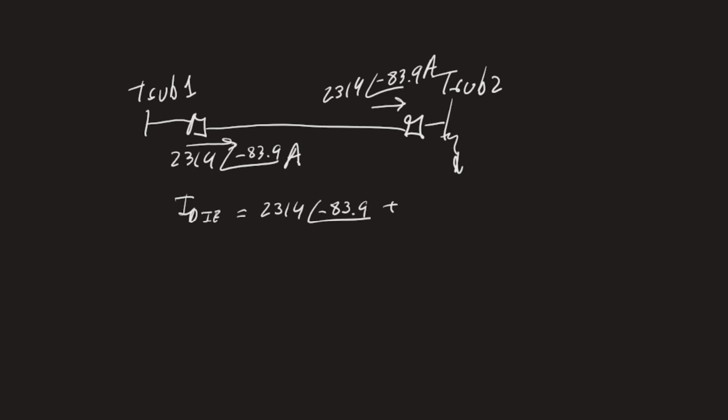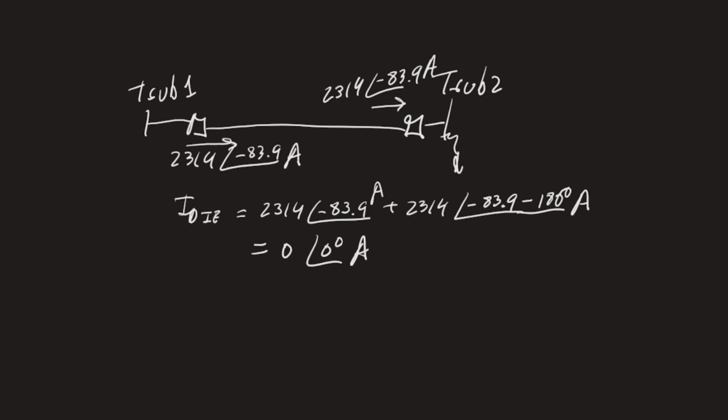and then plus 2314 at an angle of minus 83.9. And here I'm going to subtract 180 degrees. I'll explain in a second why. If I calculate this, of course, I'm going to get just 0 amps at 0 degrees, meaning that there's no differential current.